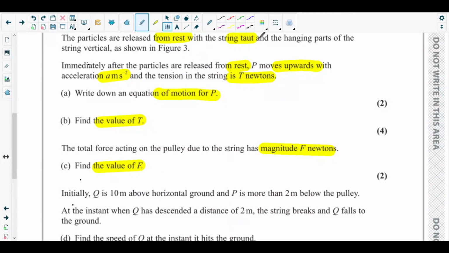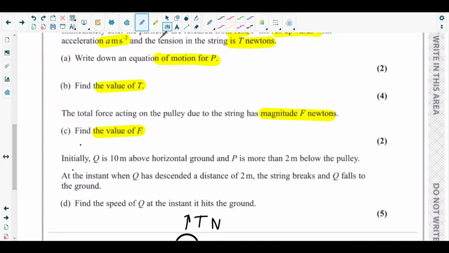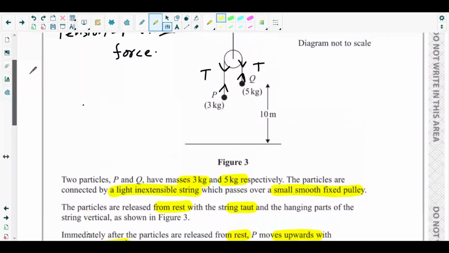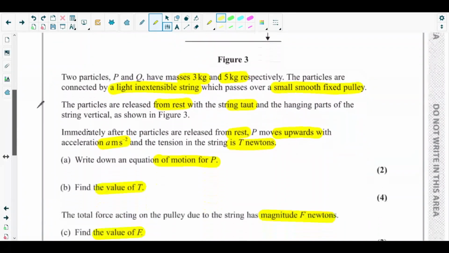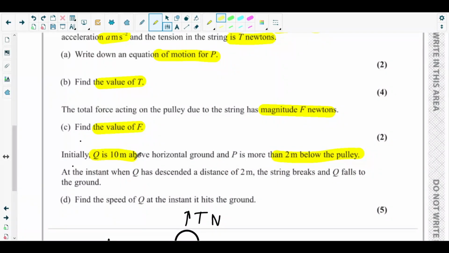Okay. Next is part D. Before part D, they are saying initially Q is 10 meter above the horizontal ground and P is more than 2 meter below the pulley. You can see on figure 3 that Q is 10 meter above the horizontal ground. At the instant when Q has descended a distance of 2 meter, after Q has descended 2 meter downward, the string breaks, and Q falls to the ground.